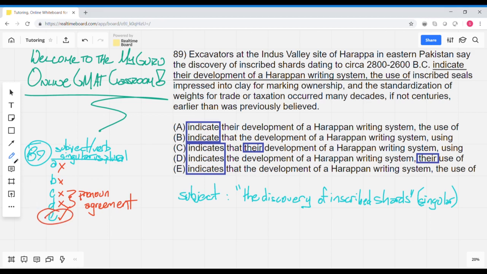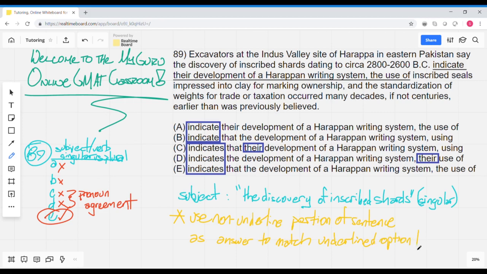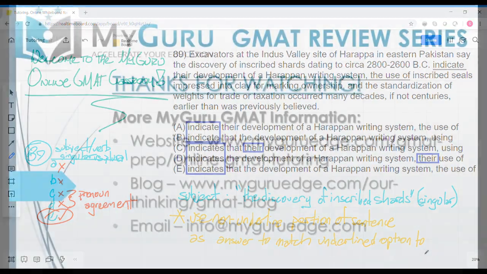And remember that we always want to use the non-underlined portion of the sentence as the answer key to match to the underlined option.